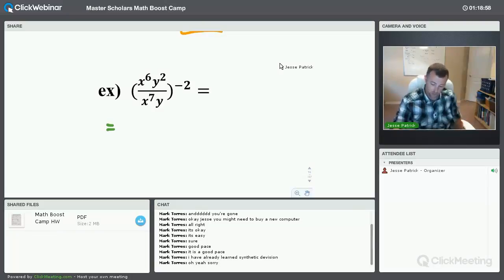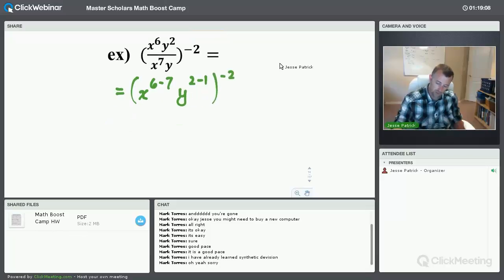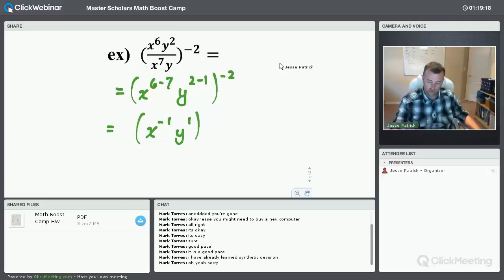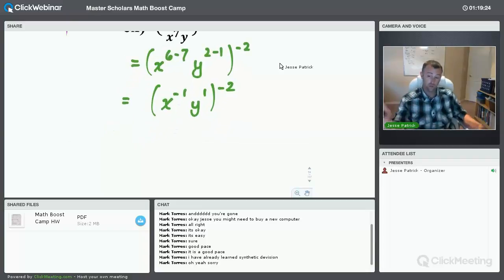Simplify the parentheses first. So that means I'm going to subtract my exponents. I have x to the 6 minus 7 and y to the 2 minus 1. Again, that's all to the -2. You'll get that in just a second. So this is x to the -1, and 2 minus 1 is 1. I'll leave the 1 there just for now. Okay, so I just simplify that and it looks a lot nicer. It looks a lot nicer again to simplify that and then bring in the -2.